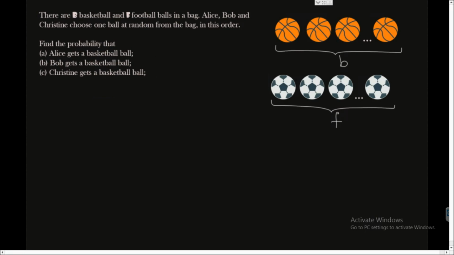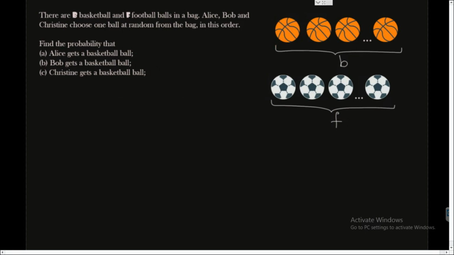Let's start to solve this problem. First of all, we need to remember that each of the three people chooses a ball from the same bag. It means that after every person takes a ball, there is one less ball left in the bag. They take one and don't put it back.